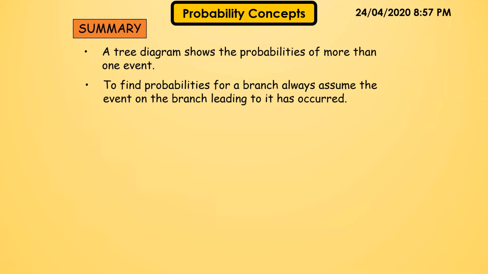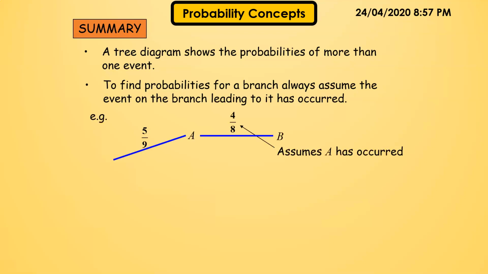To find the probabilities for each branch, always assume the event on the branch leading to it has occurred. So in other words, the first event happens before the second event. So the other thing that we've got here is that the second event assumes the first one has occurred.